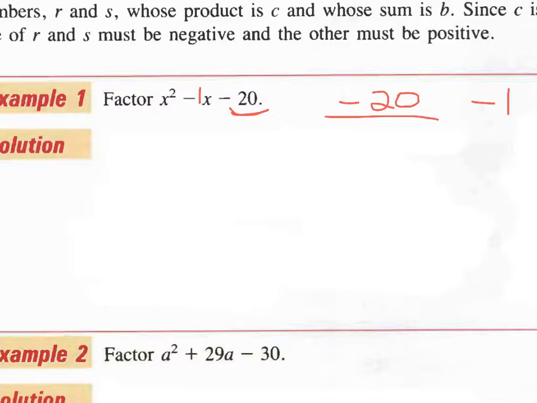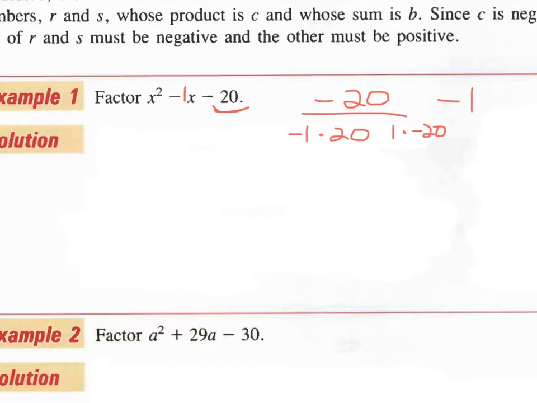So again, remember, to get a negative number here, my signs need to be different. So I could multiply negative 1 times positive 20, or I could also do it as positive 1 times negative 20. And again, remember, we're looking for which one of the factors, when I add them, are going to give me negative 1. Notice when I add these two, I get 19. When I add these, I get negative 19. Then I'm going to keep going.